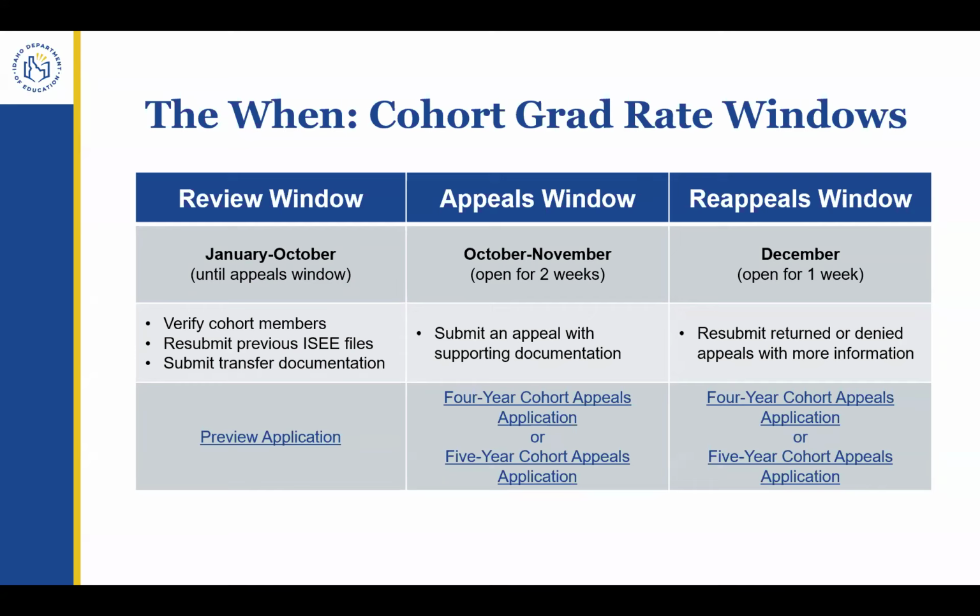This is the time to submit an appeal for students who should be removed from your cohort. So if you thought a student dropped out, but you received a records request from out of state, this is an ideal time to correct that. And finally, the reappeals window is the first week of December, and this is the time to resubmit any returned or denied appeals with more information.